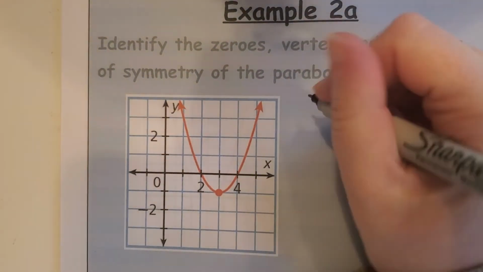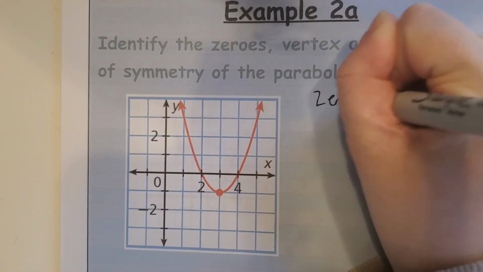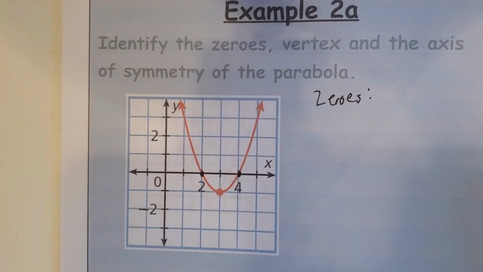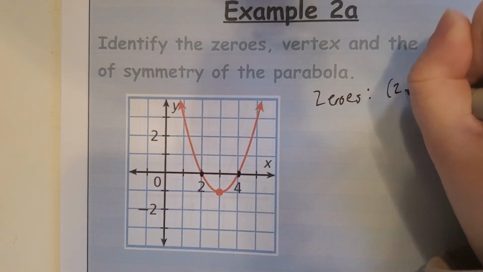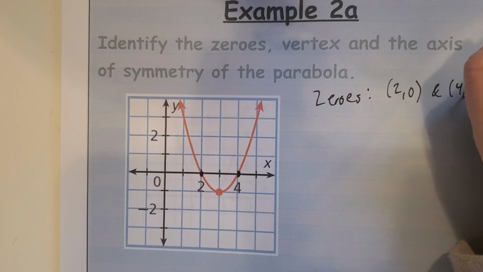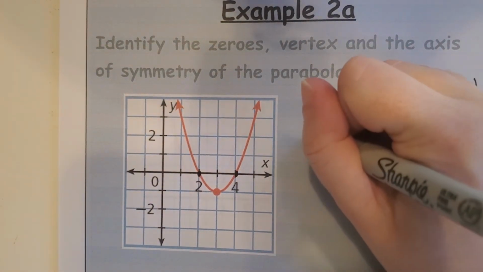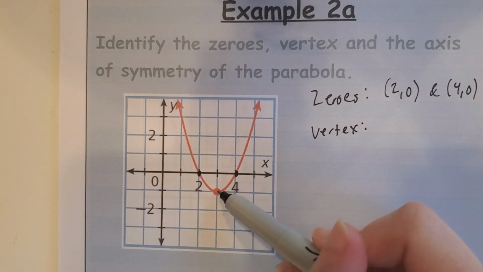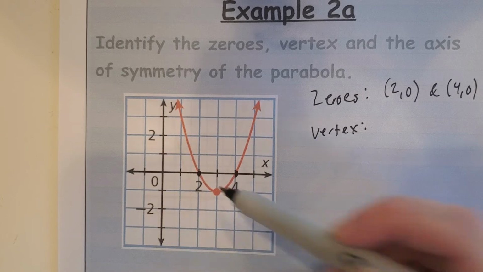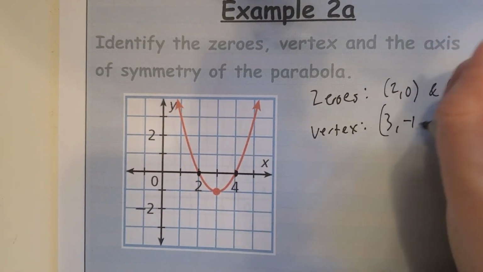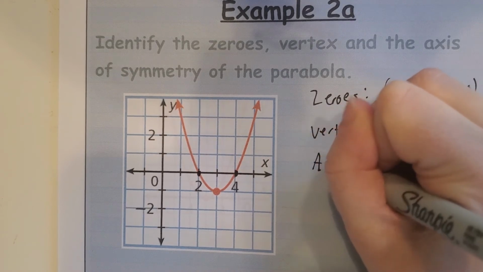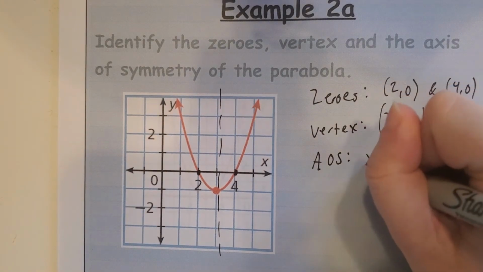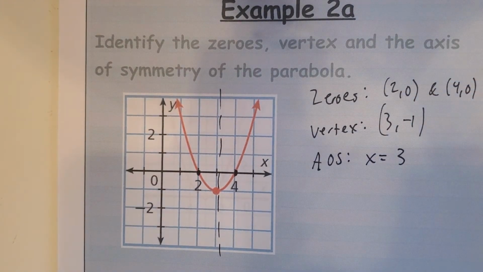If we do this again, now we actually have zeros this time. The places where our graph crosses the x-axis are right here at 2 and 4. So our zeros are (2, 0) and (4, 0). What's your vertex? It's the highest or the lowest point of the graph, which again is marked off right here. That's (3, -1). And the axis of symmetry, if I drew it in, would be right there. Vertical line, x equals 3, because that's the x value of our vertex.